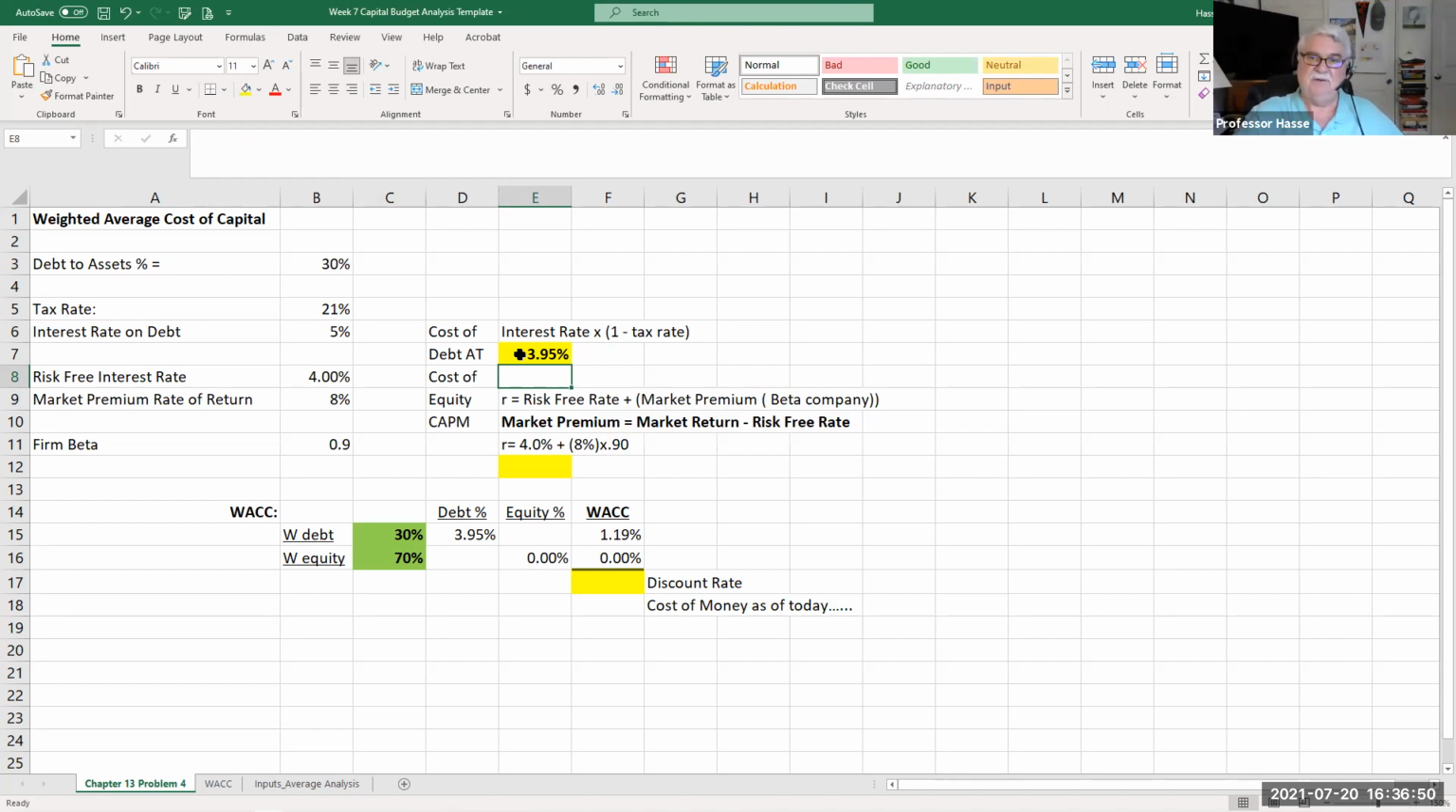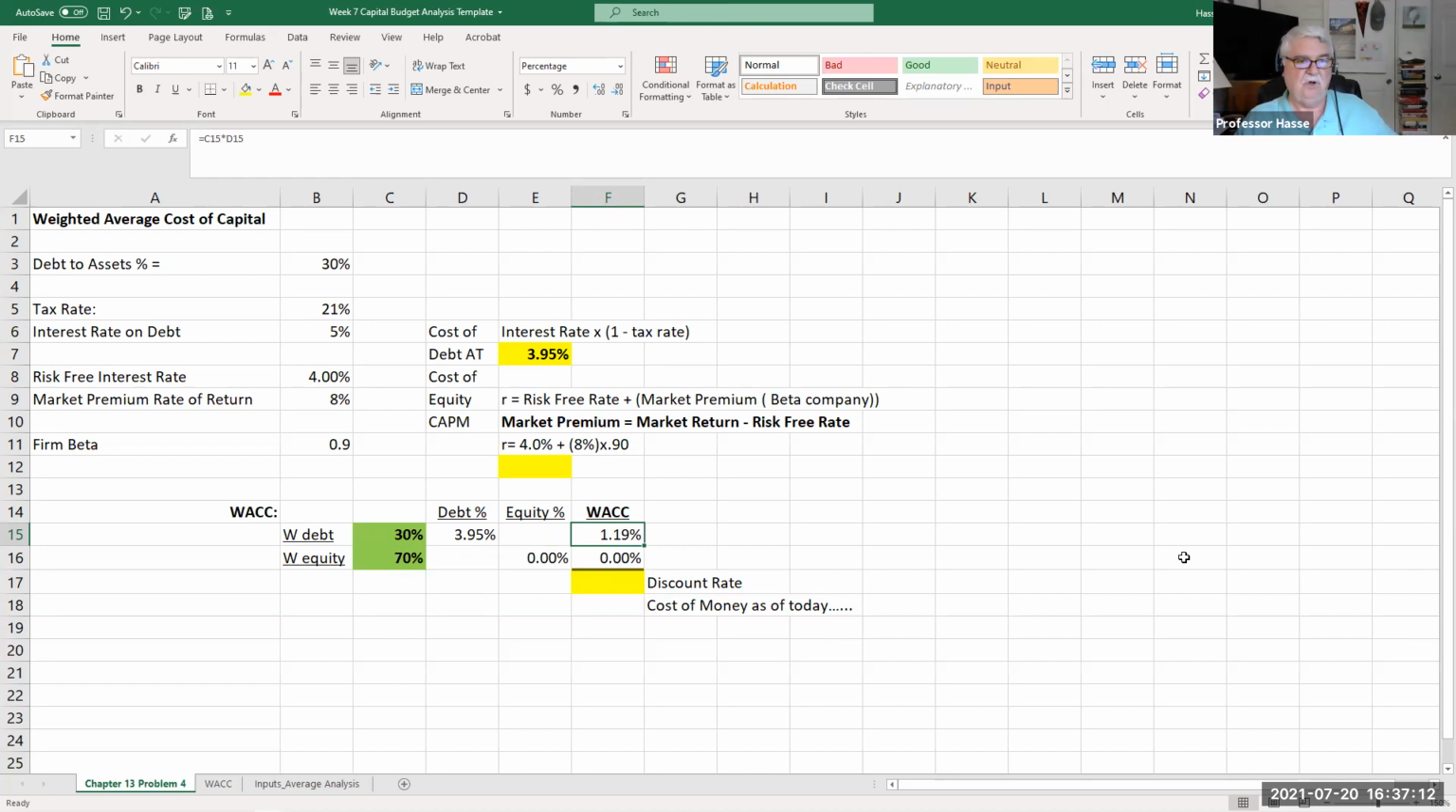And notice what happens here in this spreadsheet. This 3.95 now goes down to here, and I take the weight of the capital structure, 30%, times that rate, 3.95, and I get the weighted after-tax cost of debt, 1.19%.